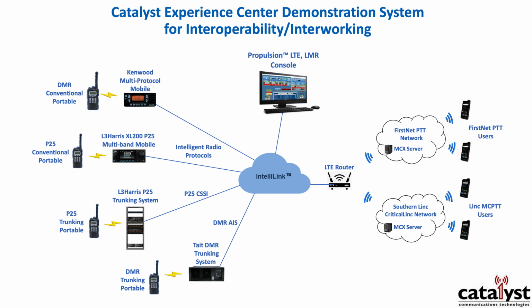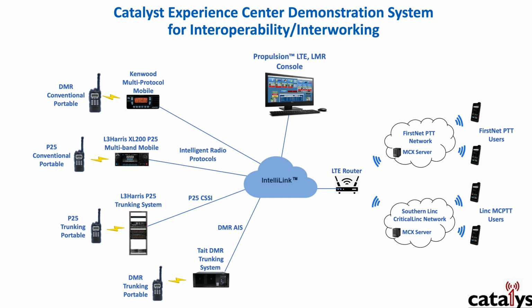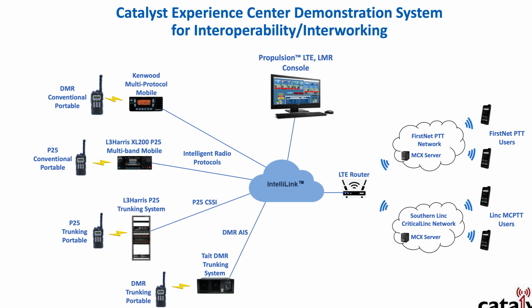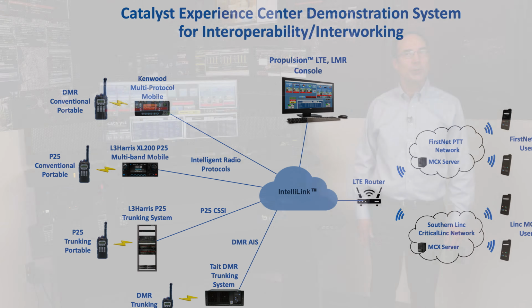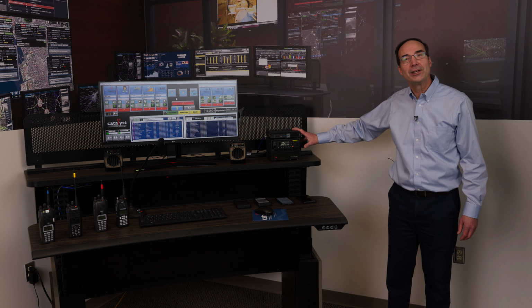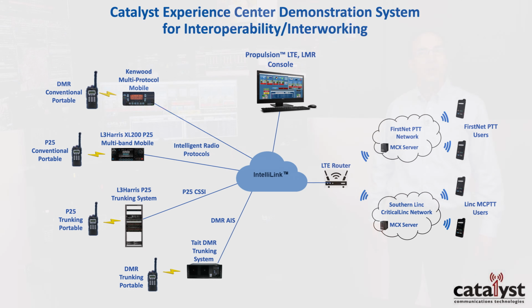Let's begin by looking at a diagram of the equipment that's included in this demonstration. On the left-hand side, you'll see at the top two donor radios. These make an RF connection into the radio system. The first one is this Kenwood mobile radio. It is a multi-protocol radio supporting P25, DMR, NXDN, and conventional. Below that is an L3 Harris multi-band radio. It supports P25, conventional, and EDACS.